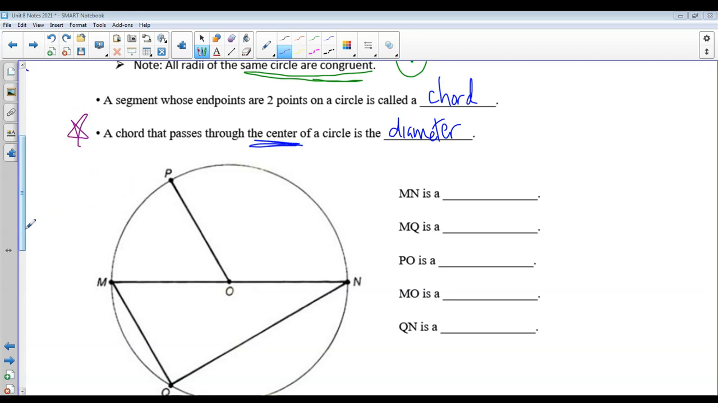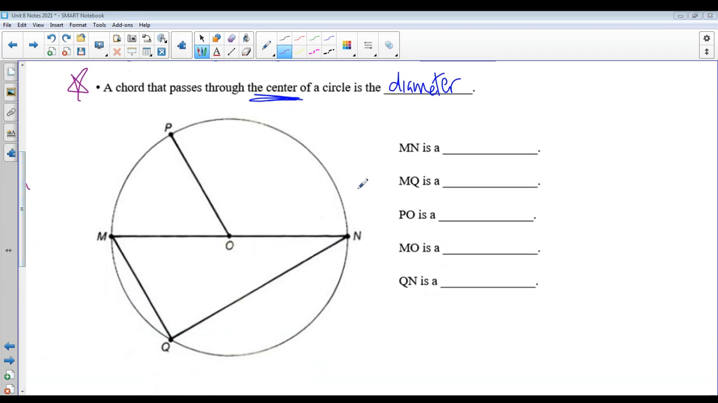All right, so just looking at this vocabulary, segment MN, and I should have put the segment marks up here. Maybe it just didn't come through on your copy. So we're talking about segments here. Segment MN goes all the way across, from one end of the circle to another. So that's a chord. That's an example of a chord. But since it goes exactly through the middle at O, we also know this is a diameter.